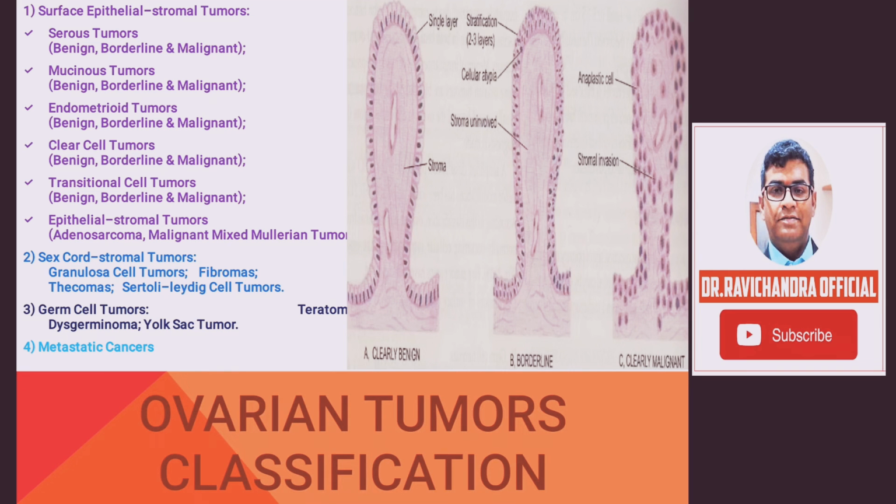and malignant tumors. Coming to the epithelial stromal tumors, they include adenosarcomas, mixed Mullerian tumors, malignant mixed Mullerian tumors. Coming to sex cord stromal tumors, they include granulosa cell tumors, fibromas, thecomas, Sertoli-Leydig cell tumors. And coming to the germ cell tumors: teratomas, dysgerminomas, yolk sac tumors.